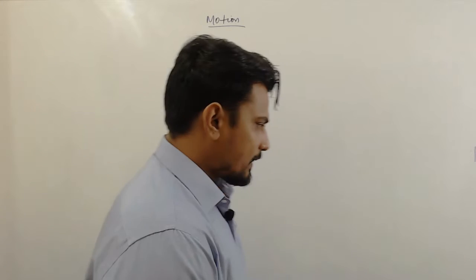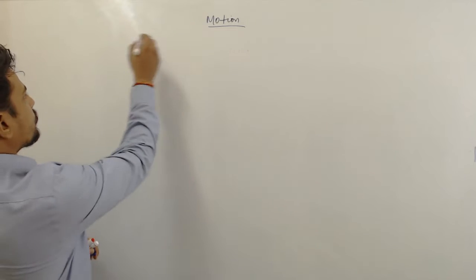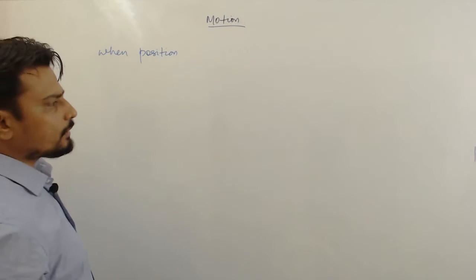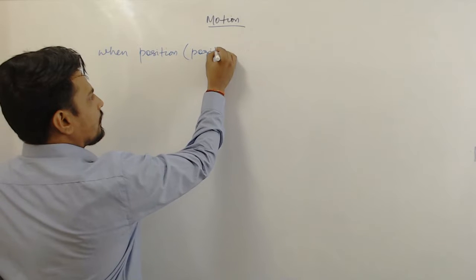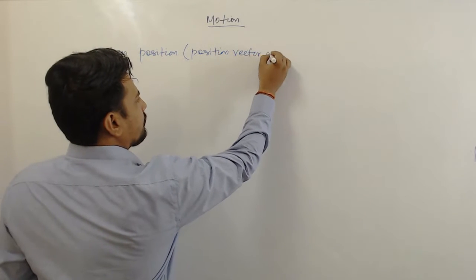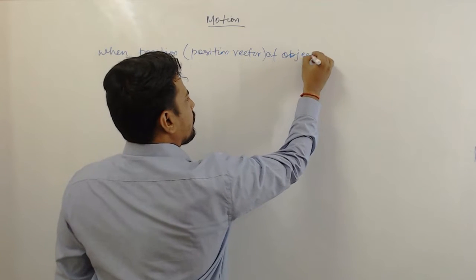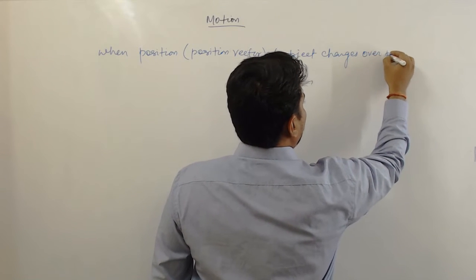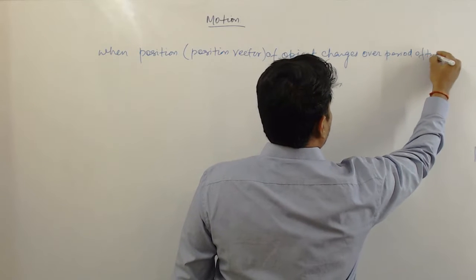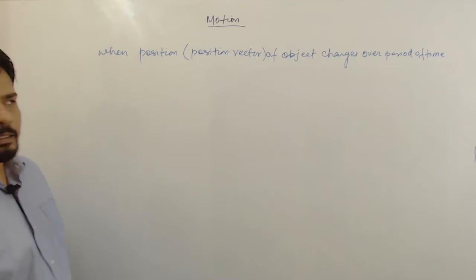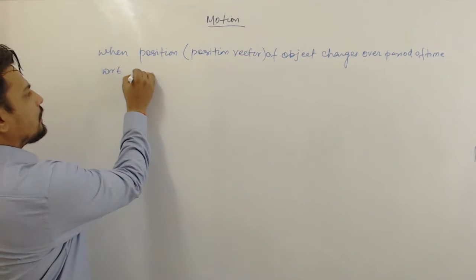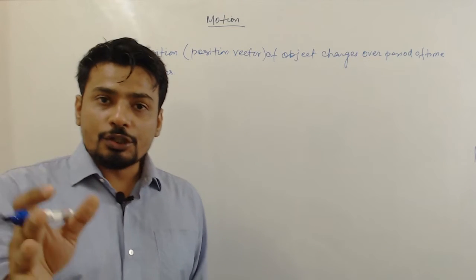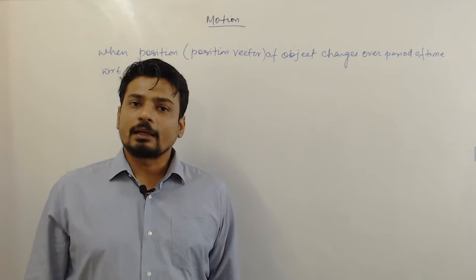All good? So, in simple language, a body is said to be in motion when the position, or you can say the position vector, of the object changes over a period of time with respect to the observer. ऐसा हो रहा है, then the body is said to be in motion, और ऐसा नहीं हो रहा है, then the body is said to be at rest.